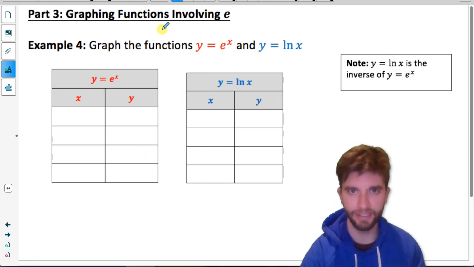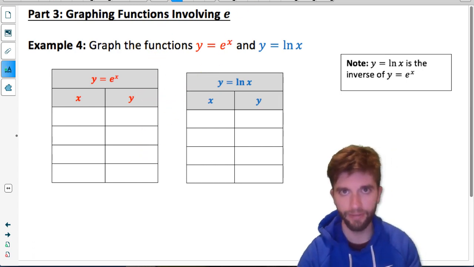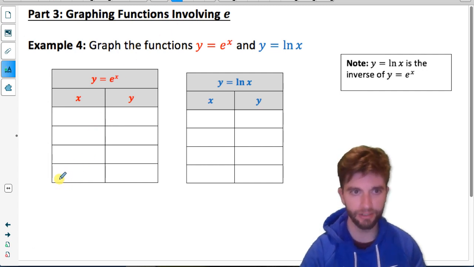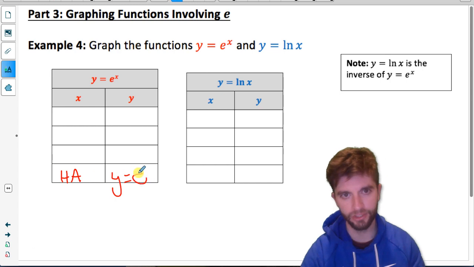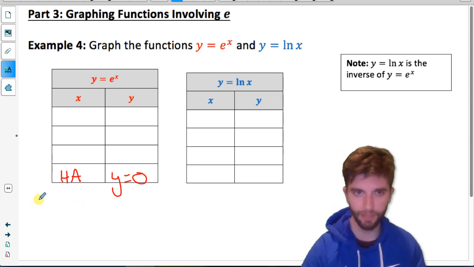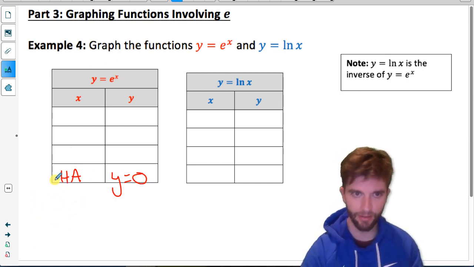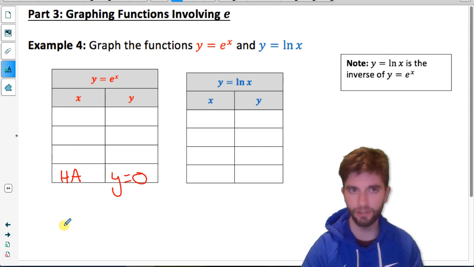Let's start by graphing e to the x. When we graph an exponential function, I know exponential functions all have horizontal asymptotes at y equals 0, unless they've been shifted up or down, of course, but e to the x is not, so it has a horizontal asymptote at y equals 0.